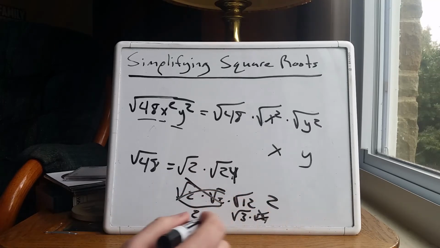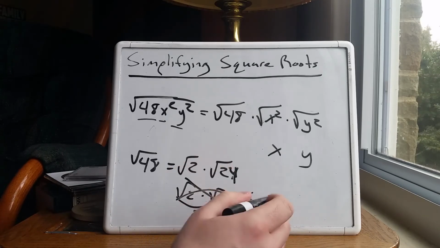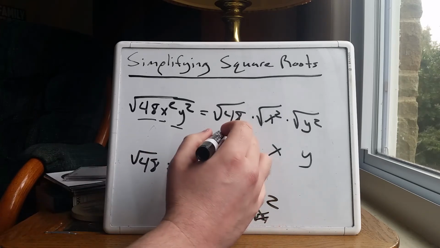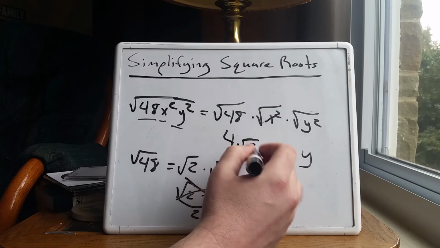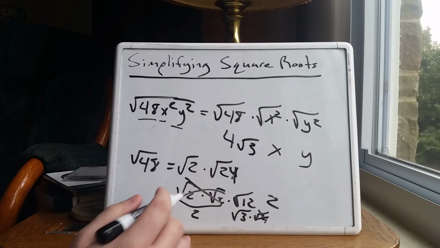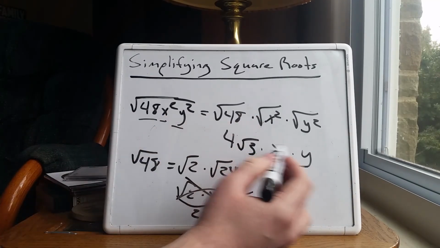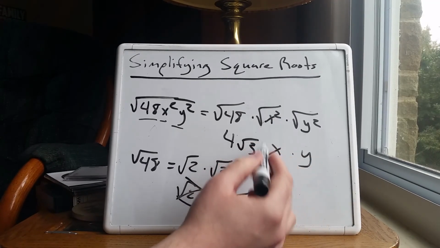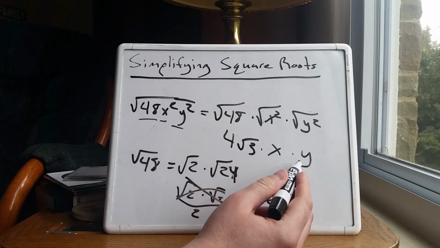This is gone, became a 2. And what we're left with is 2 times root 3 times 2, which is, just like I did last time, 4 root 3. And then that would be times x times y, or 4 root 3xy. Note that the x and the y would not be under the radical. They would still be after the square root here, because you always want to put numbers in front of variables.